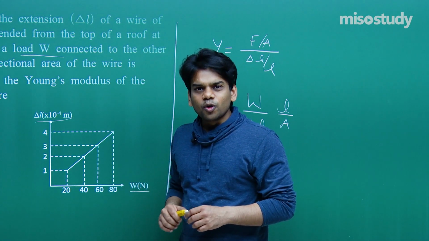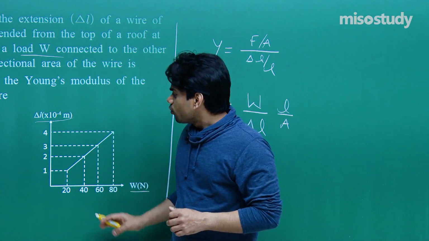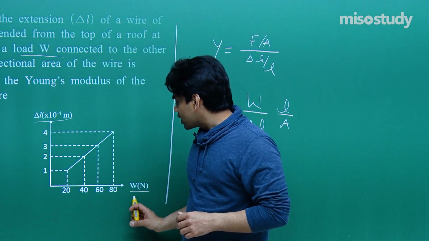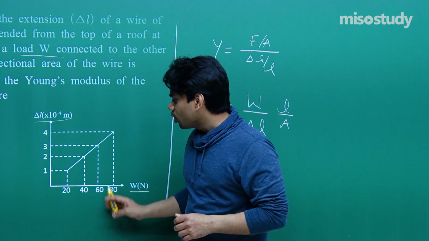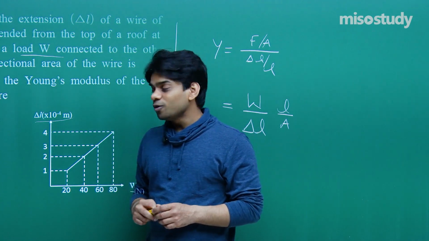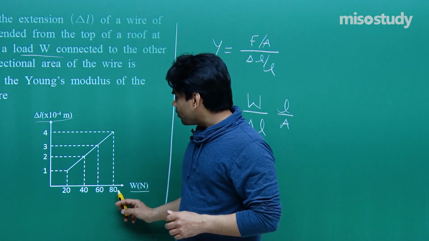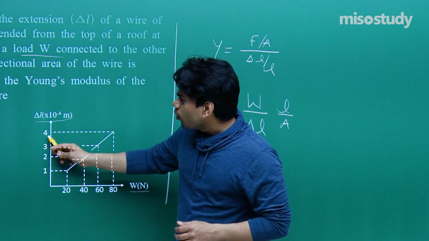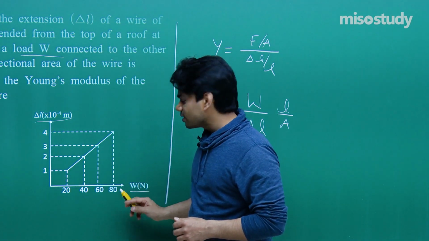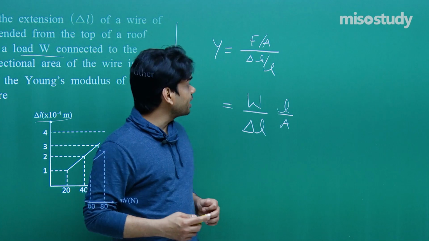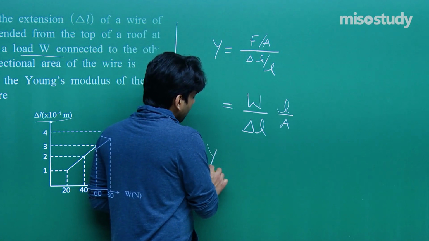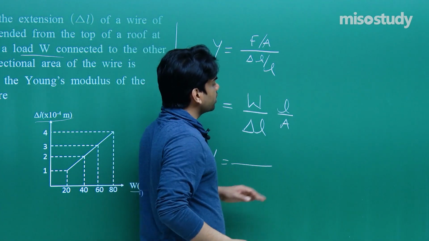Now see here, for various delta L, W is also provided. So can we put in the values for any value of delta L with respect to any value of W? We can put them in and we can get the value. You can see for delta L equal to 4 into 10 to the power minus 4, we have W as 80. So we can put these in and get the value of Young's modulus, and the rest of the things will automatically take care of themselves.